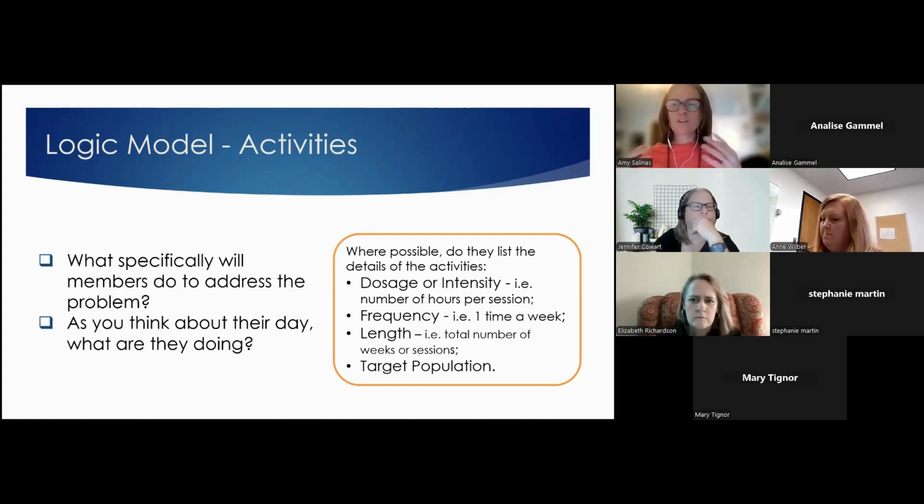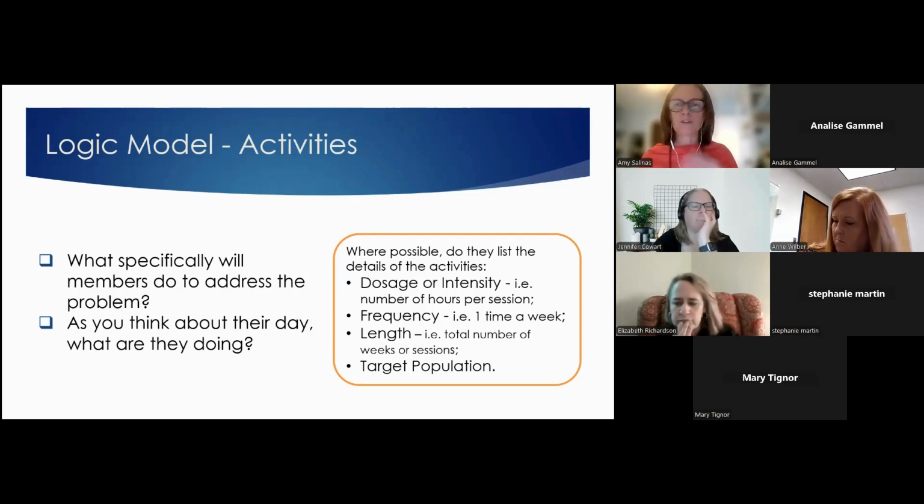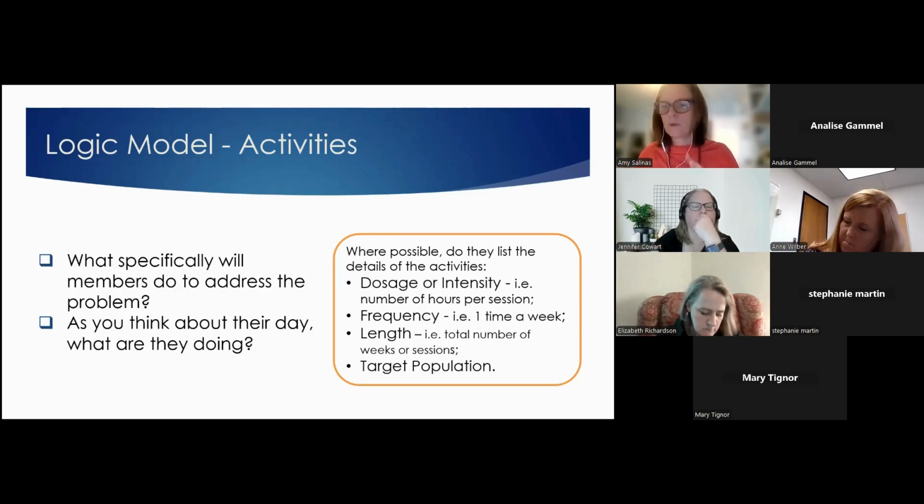Like, do they do something 2 times a week for 30 minutes at a time for 12 weeks? That kind of a detail, where you can, is important. And then also specify the target population. Like, is it young people, ages 10 to 14 who have been identified as at risk in one of 4 categories? You know, that kind of information. You can't always do all of this level with everything that you lay out in your activities column, but where you can, and particularly on your primary activities, you should strive to do this.